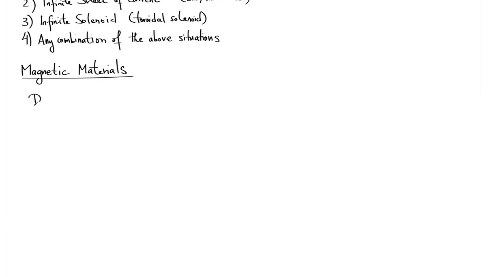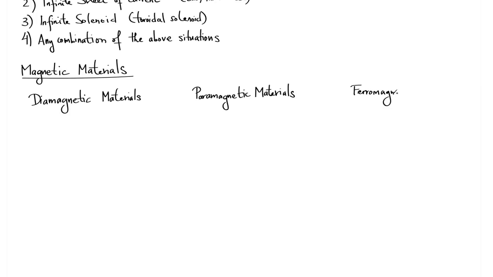diamagnets, or diamagnetic materials. We have paramagnetic materials. And we have ferromagnetic materials. Okay, ferromagnetic materials are basically like your bar magnet.